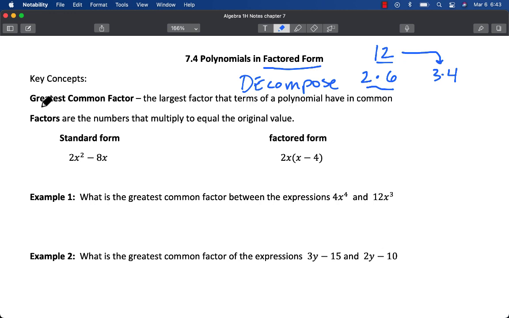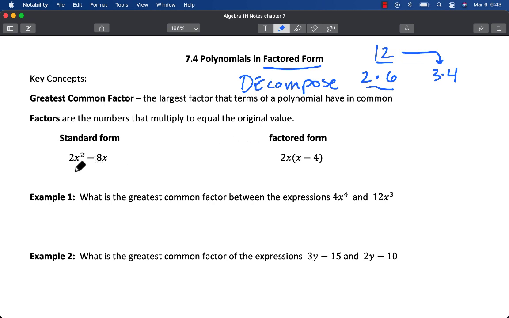All right, so the first topic we're going to focus on is greatest common factor. Remember, that's the largest factor that the terms of the polynomial have in common. And factors are simply the numbers that are multiplied together to equal the original value, just like 2 and 6 were factors of 12, same with 3 and 4. Well, now we're going to have some numbers and variables.